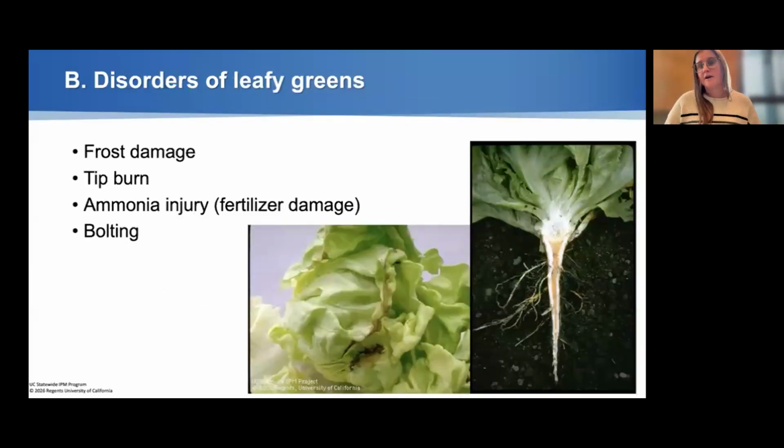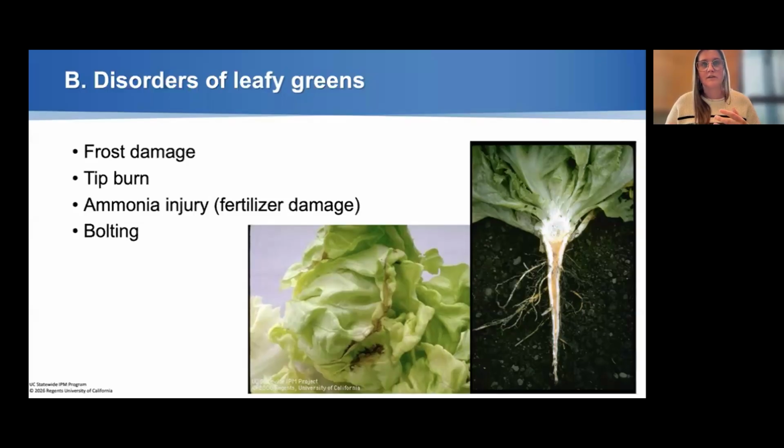And the last abiotic group disorder that we're going to talk about is the leafy greens. So leafy greens, again, they're in that cold crop production cycle. So frost damage can happen with them. And like in that picture I showed you, it'll look like those swollen burst cells with some necrosis if you do get that frost damage. You can get tip burn, and that can be due to excess salts, heat damage, a number of things.